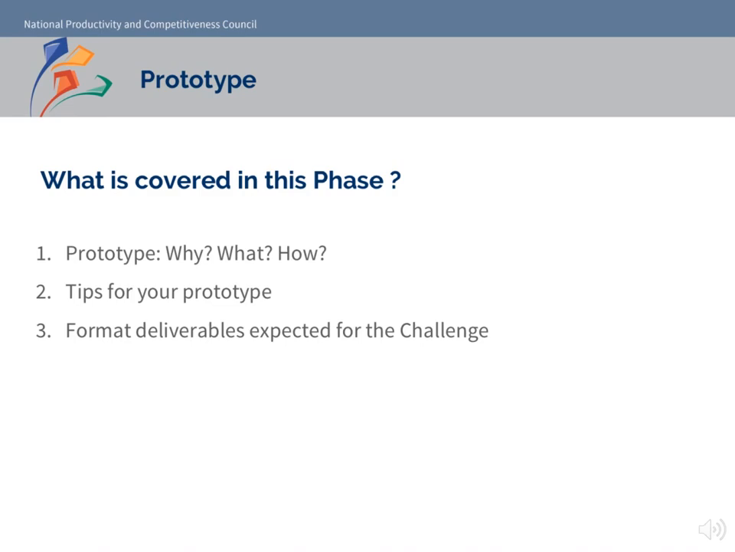So, what is being covered in this phase? Number one, prototype. Why is it necessary to be done? What is a prototype and how are you going to make it? Number two, a few important aspects that you need to take into consideration for your prototype. And number three, format deliverables expected for the challenge.